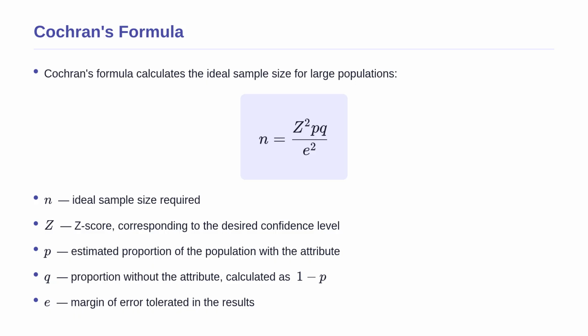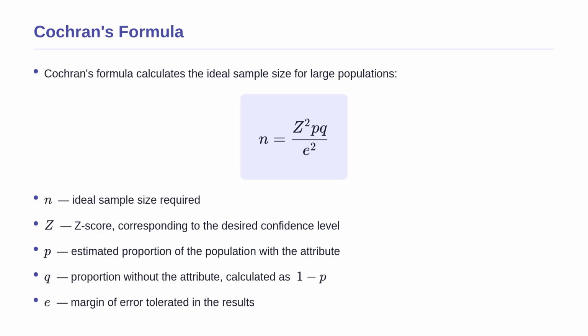Z stands for the z-score, which corresponds to your desired confidence level. The variable p is the estimated proportion of the population that has the attribute you are studying, while q is simply 1 minus p, representing those who do not have it. Finally, e represents the margin of error you are willing to tolerate.